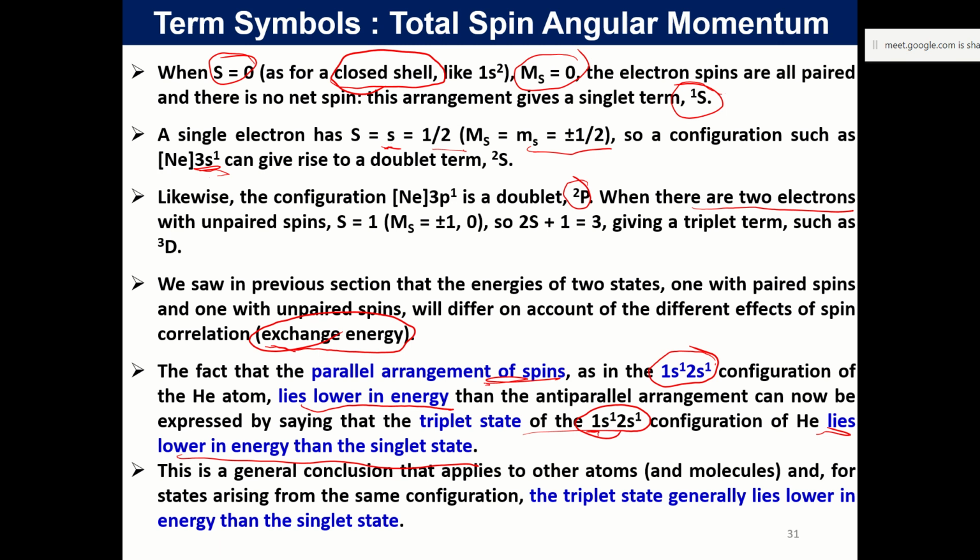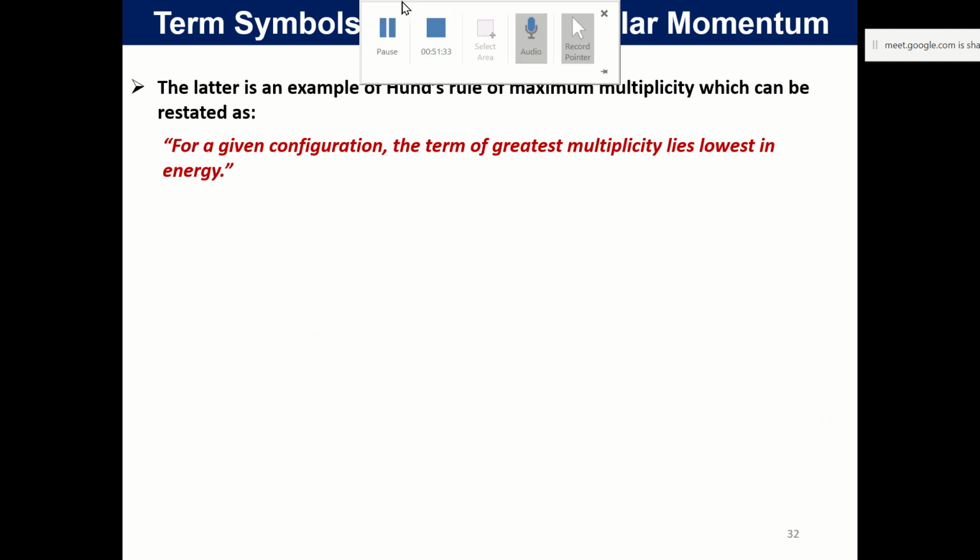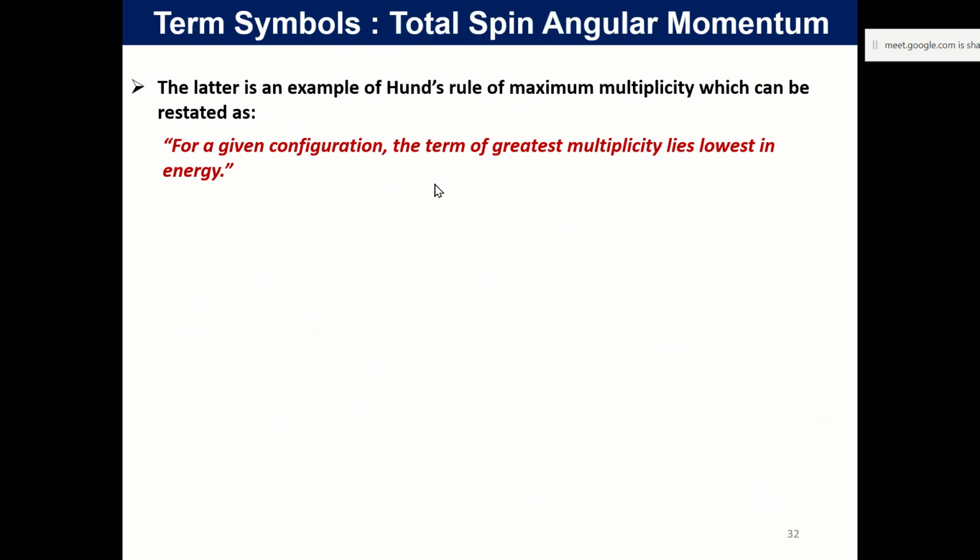So in general, for any atoms or molecules, the triplet state generally lies lower in energy than the singlet state. Look at the word generally, not universally, but most of the time you will find in a triplet state you have lower energy. So this is what we now know as Hund's rule of maximum multiplicity. For a given configuration, the term of greatest multiplicity lies lowest in energy.